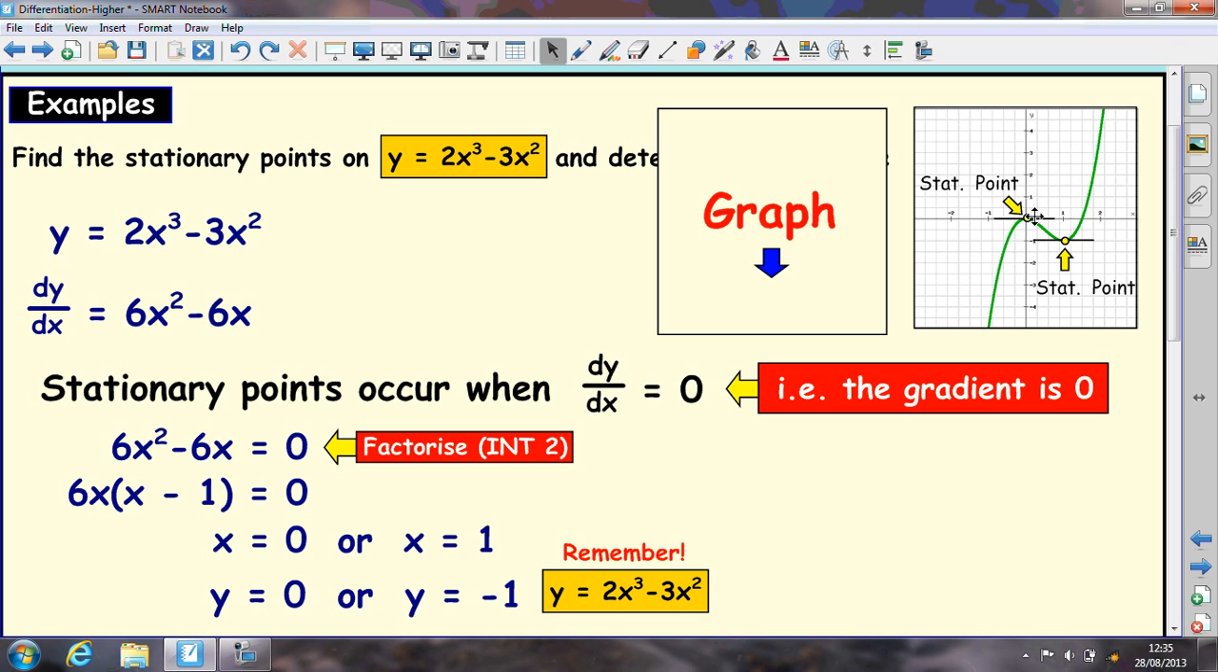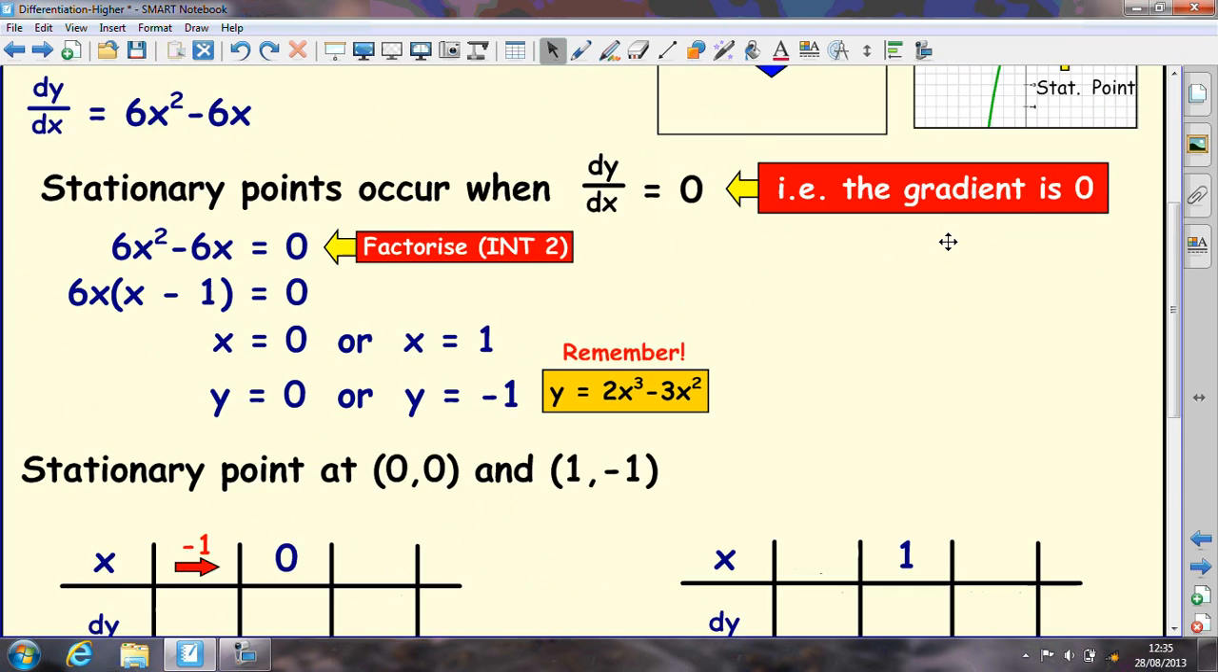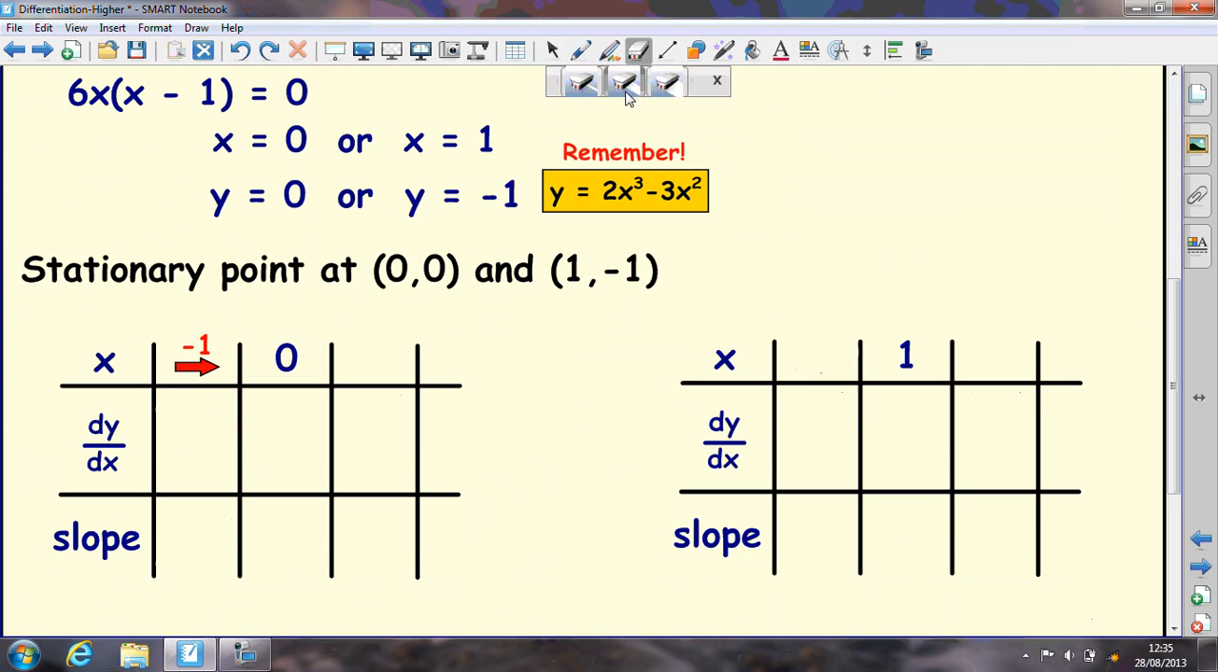And we want to look at what's happening round about here, whether that's increasing or decreasing. Now between these two values, 0 and 1, you're trying to find out what's happening. So we don't want to go all the way to 1 because that's when your next stationary point's occurring. So we'll go halfway between 0 and 1 to find out what's happening in this wee section here. So that's why we're going to use a half.